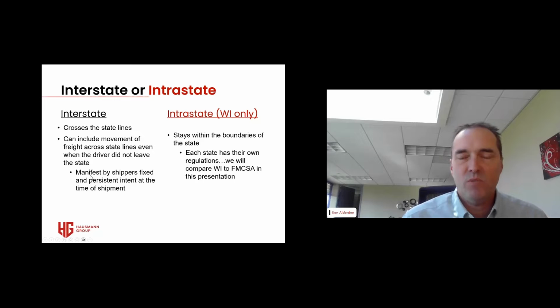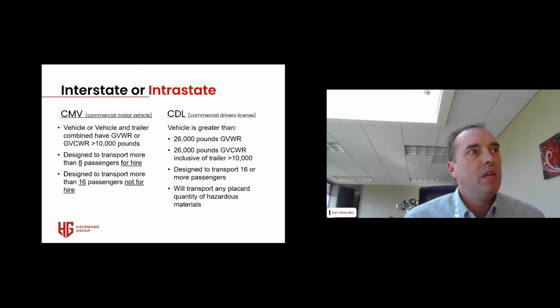And it can include some stuff like shipping product around the country, but we're not going to get into that a whole lot today because we talked about that in our 101. But depending on the manifested loads that you're carrying, you might have picked it up in Wisconsin and delivered it in Wisconsin, but it was started in Florida. And that's an interstate cargo that changes it as well.